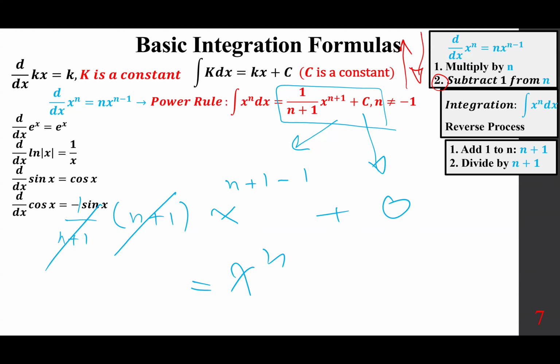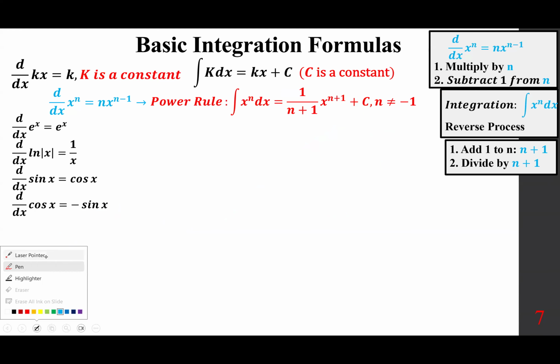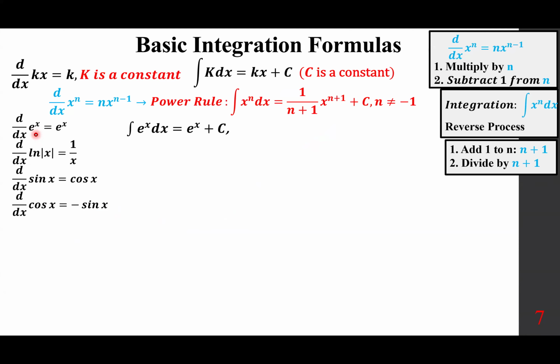What about this? Let me erase my work and we look at them one by one. If the derivative of e to the power of x is e to the power of x, then the integral of e to the power of x dx must be e to the power of x and a constant. If the derivative of natural log is 1 over x, the integral of 1 over x dx must be natural log and a constant.